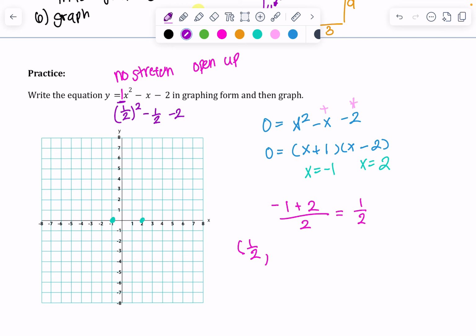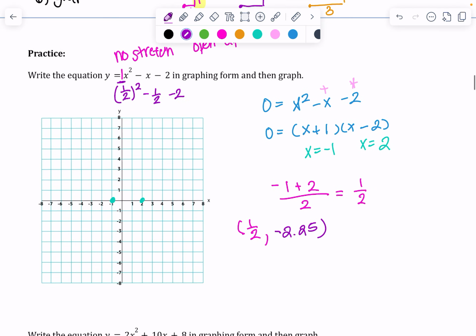And let me go ahead and calculate this. Let's see. Our vertex is going to be, when we plug in that 1/2 for x, we should have gotten -2.25. So this is where our vertex is going to be. Okay, we can place this on our graph. So 1/2, we're going to go down -2.25. Okay. Our very last step, just for this problem, we can go ahead and connect our dots, right?